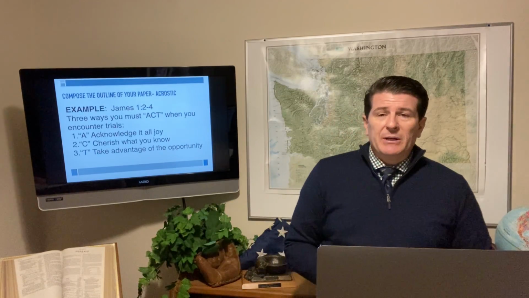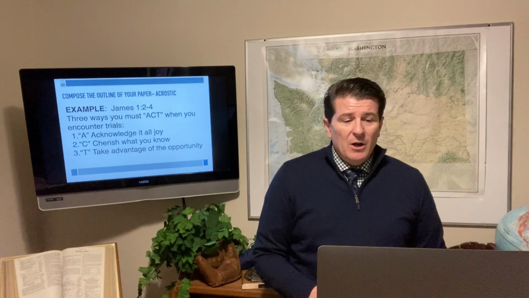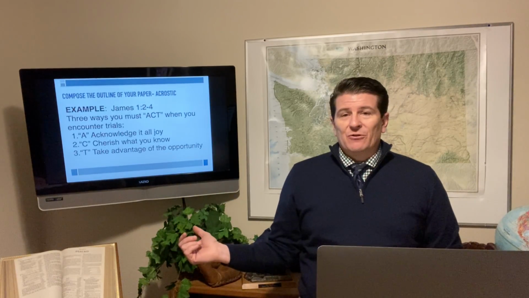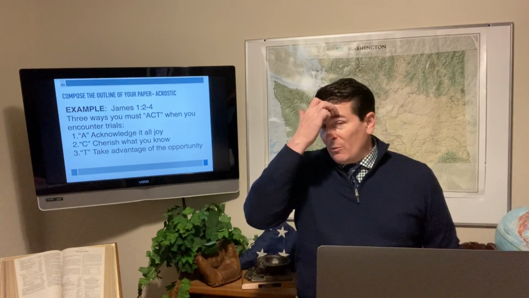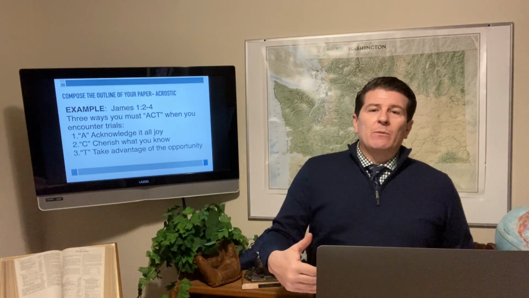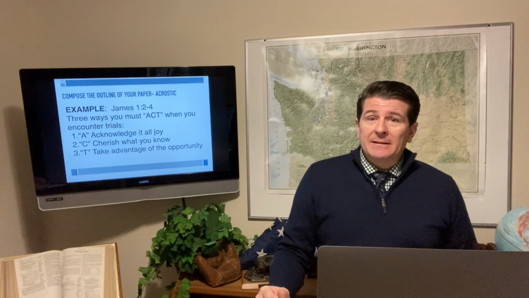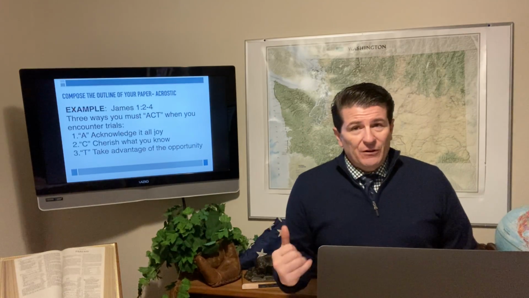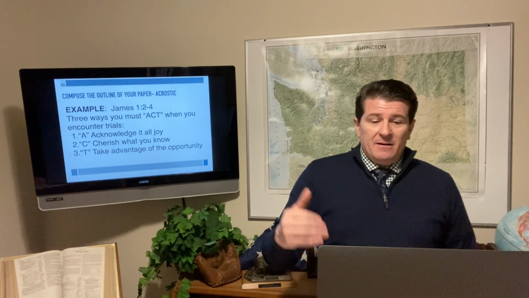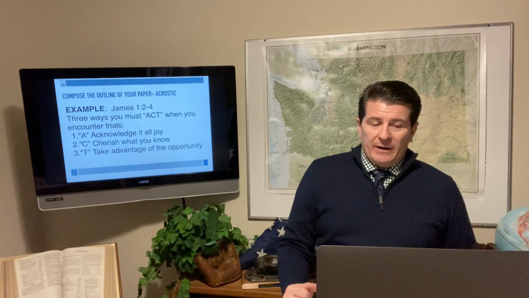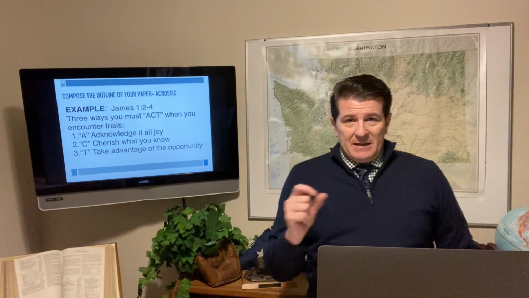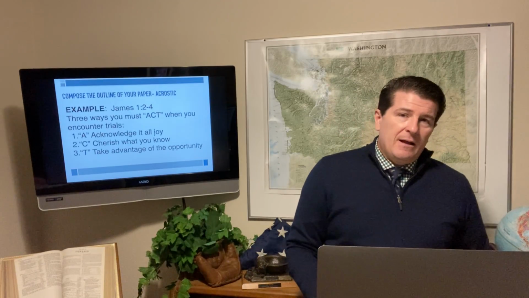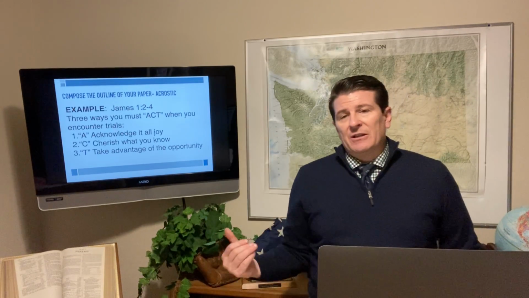Using the same verse from James chapter 1, verses 2 through 4, there are 3 ways you must act when you encounter trials. Ooh, I like that, right? When we encounter trials, there's a way we're supposed to respond or act. And so we're going to use the acrostic A, C, T. The first step is A, acknowledge it all joy. The second step is C, cherish what you know. The third aspect is T, take advantage of the opportunity.